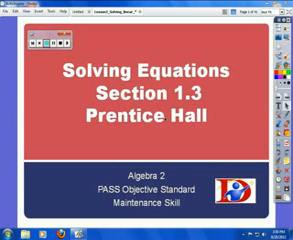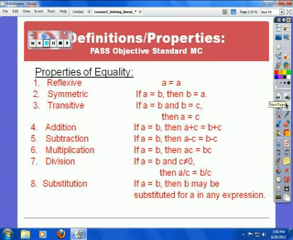Today we're going to be looking at solving equations. To solve equations, we need to look at the properties of equality. The reflexive property states that whatever is on the left side of an equal sign is equivalent to whatever is on the right side of an equal sign.